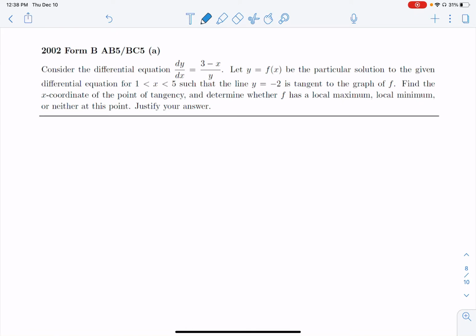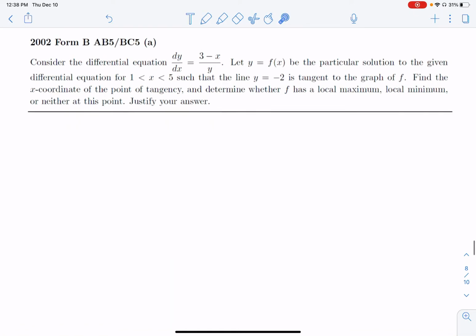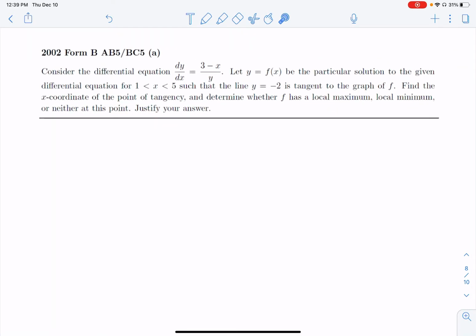But back in 2002, Form B, I'm pretty sure it was the international version. And take a look at this. This says AB5 and BC5. That means that this was a question that was common to both of the exams. And for you BC students, it was one of the questions that they used to gauge an AB subscore for you. Anyway, let's take a look at what it is.